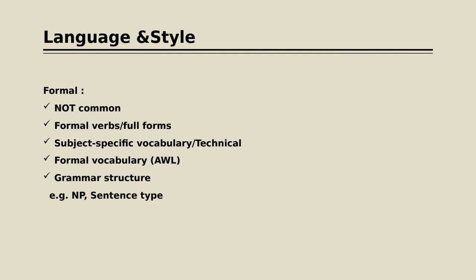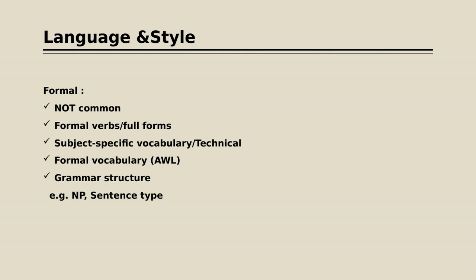And also we use subject-specific vocabulary. If you are in an engineering college, you need to use this specific vocabulary. If you are in the science field, let's say the medical field and so forth, you need to use formal vocabulary. And for formal vocabulary, you can consult the online academic word list, which is very helpful, and you can make use of the synonyms and phrases provided there.